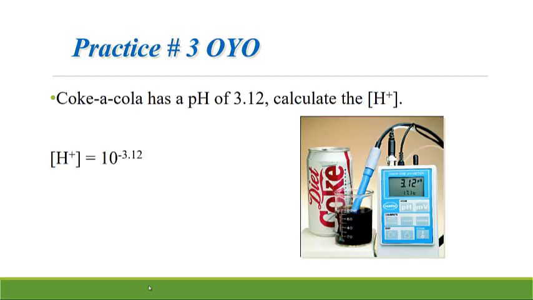All right, so we need to take the antilog of negative 3.12. When we do that, we find it has a hydrogen ion concentration of 7.59 times 10 to the negative 4th. Hopefully this is pretty easy for you.